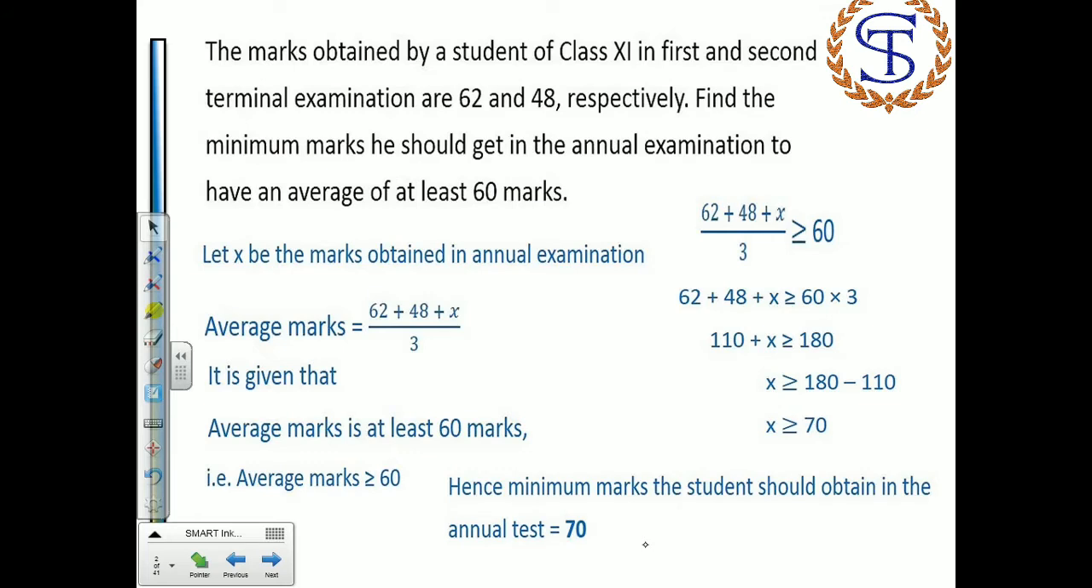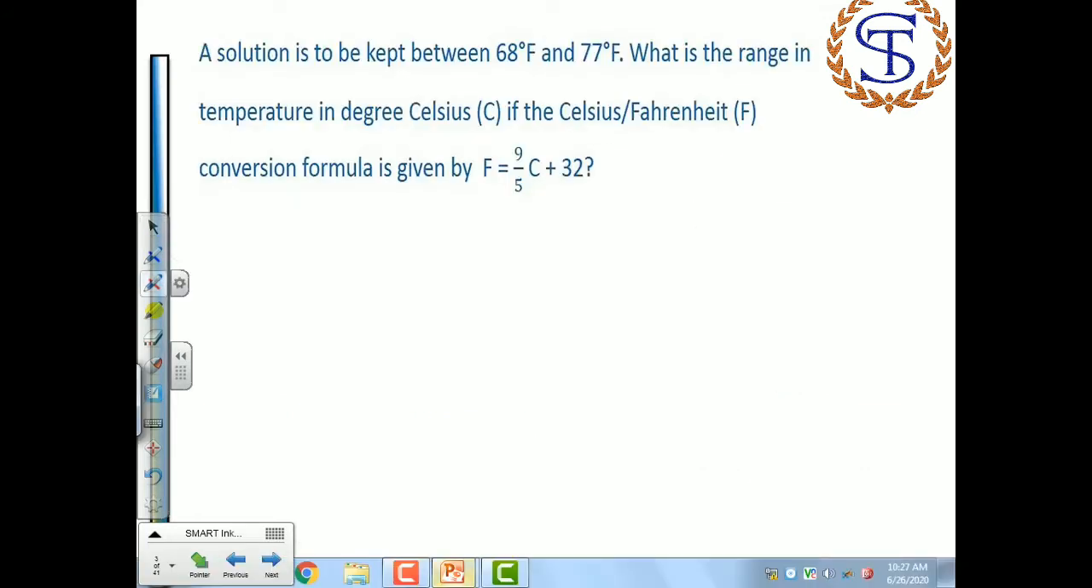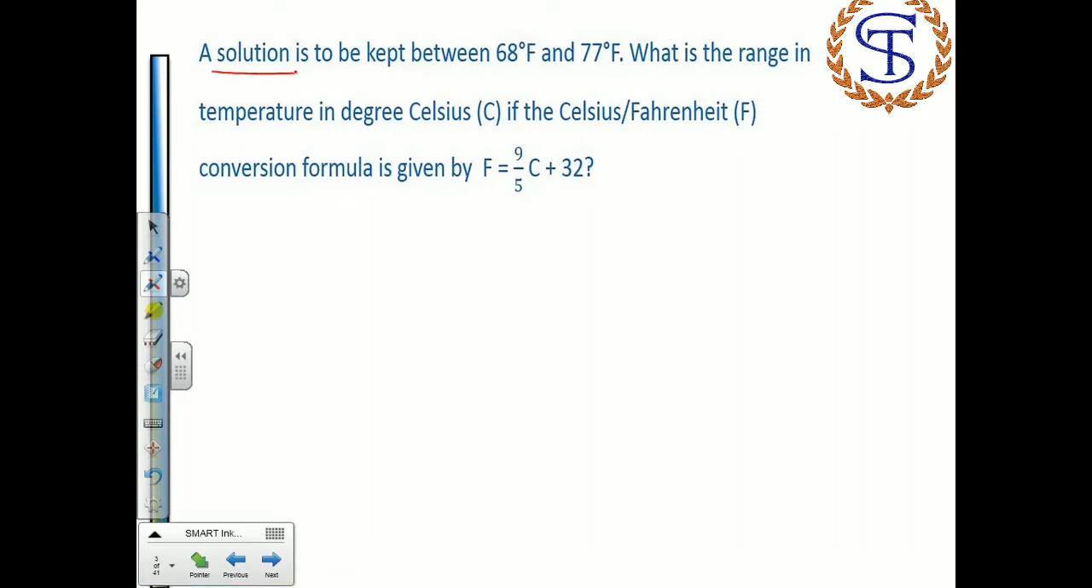Now let's see another question. Here in this question, a solution is kept between 68 and 77 Fahrenheit. What is the range in temperature in degrees Celsius if the conversion formula is given by this? We want to keep our temperature F between 68 and 77, so F is greater than or equal to 68 and less than or equal to 77.